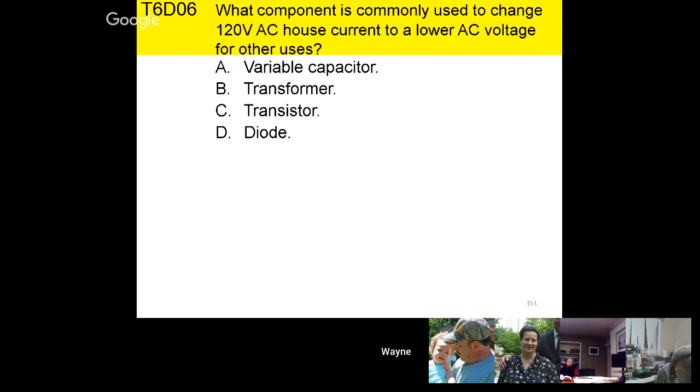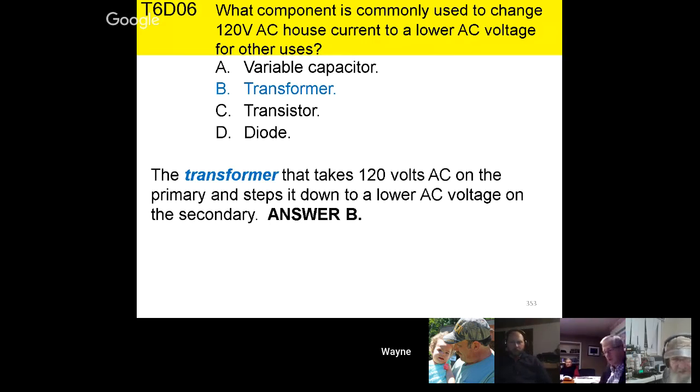Okay, what component is commonly used to change 120 volt AC house current to a lower AC voltage for other uses? Of course, I pretty much just answered that for you, and it's a transformer. Your answer is B. It takes 120 volts, it'll step it down to a lower AC voltage on the secondary winding. Your primary, the applied 110, 120 volt AC, typically goes in on the primary, and your secondary is the step down portion for the lower voltage.